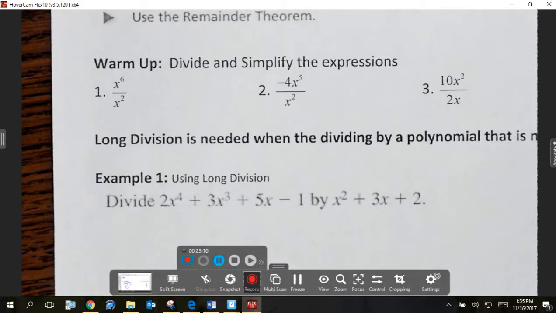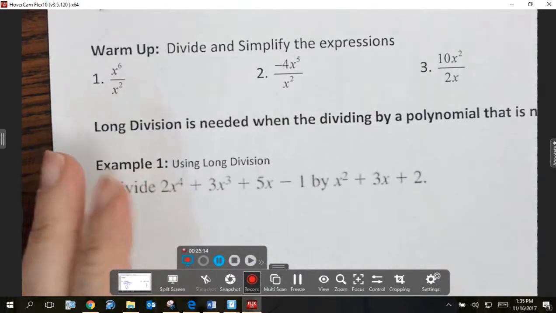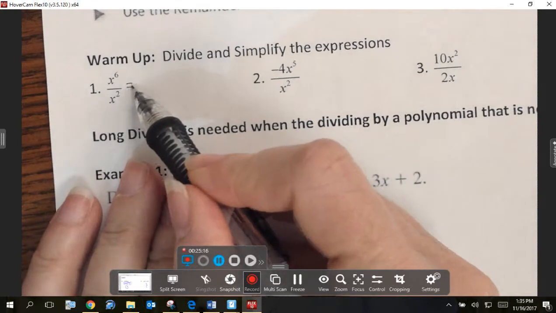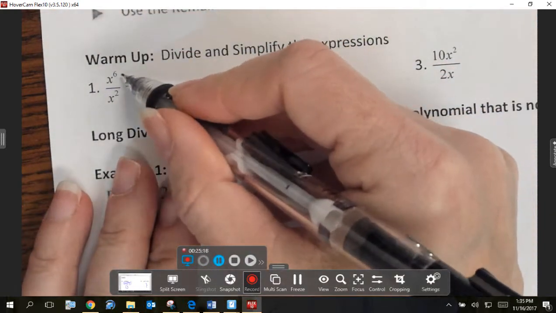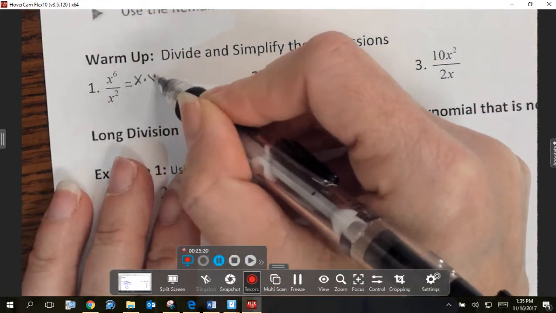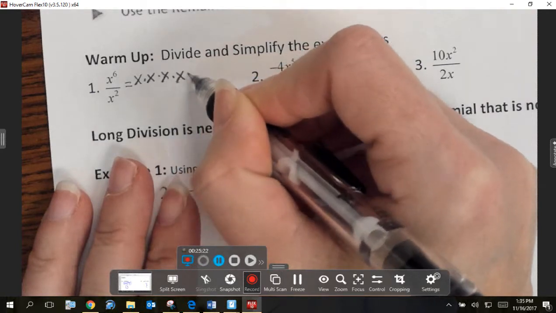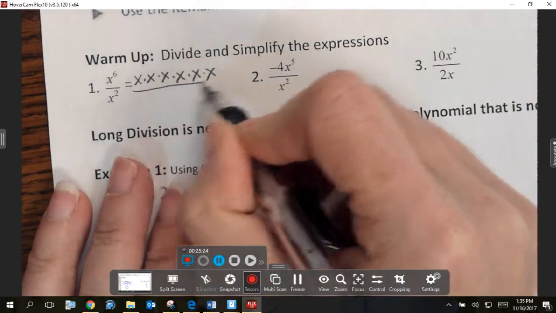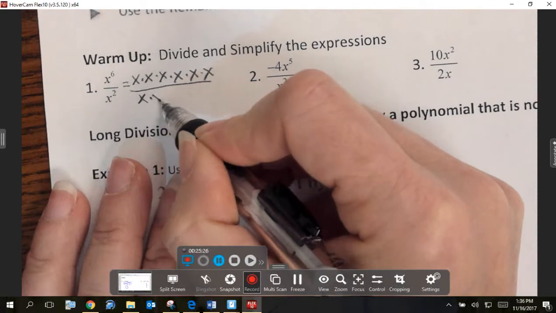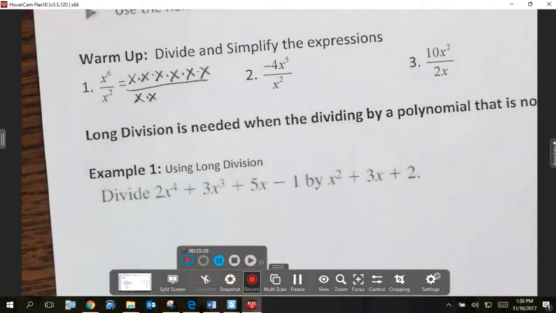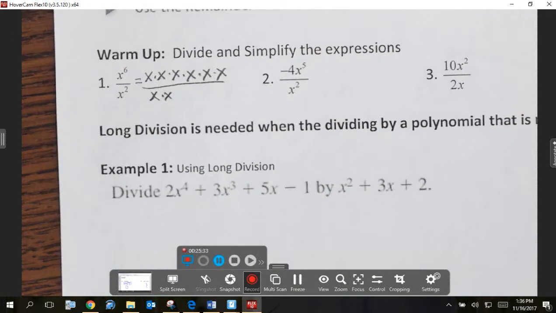Number 6, warm up: divide and simplify the expressions. I'm going to only do this for this one first example. If you forget what to do, you can always say, well, x to the 6 is x times x times x times x times x times x over... This is what you do if you forget what to do. I don't forget what to do, so I don't have to do it that way.